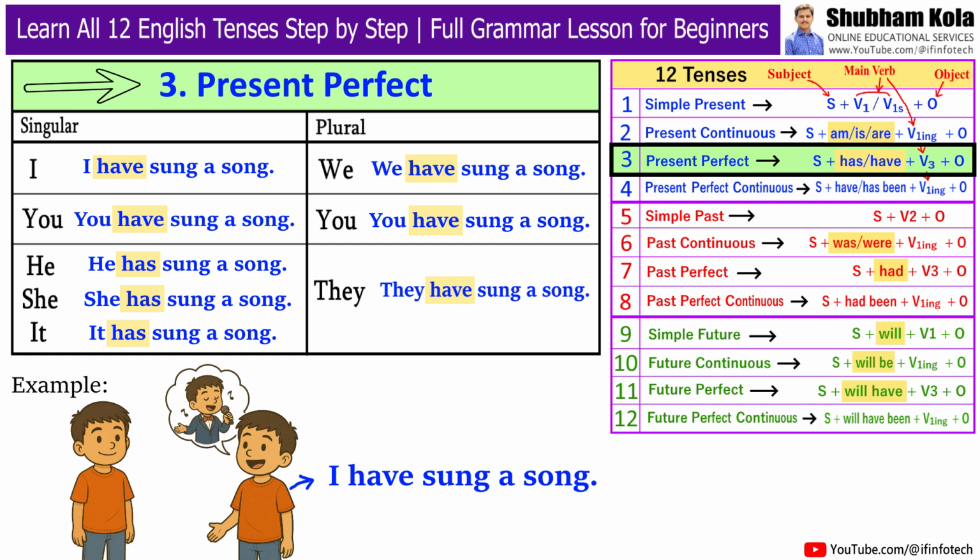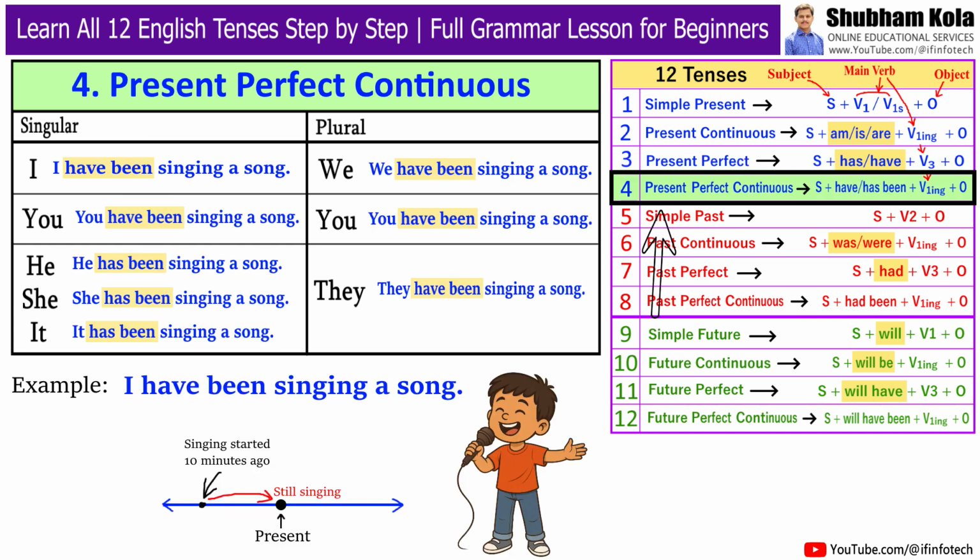Now the third tense is present perfect tense. Now to understand present perfect tense, let's say the action just got over. Maybe I just finished the singing, but we are still talking about it now. So I'll say, I have sung a song. Now what's happening here? We are using have and third form of verb, which is sung. So the structure is have or has plus V3. Here use have with I, we, you and they, and use has with he, she, it.